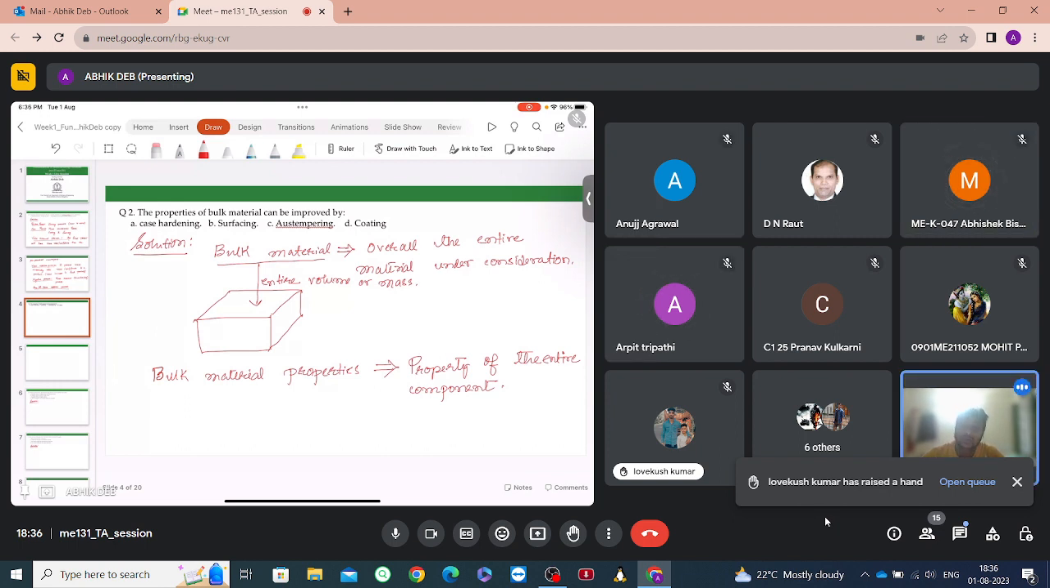Which of these processes do you know, like case hardening? Do you have any idea, or then I will go through what case hardening is.